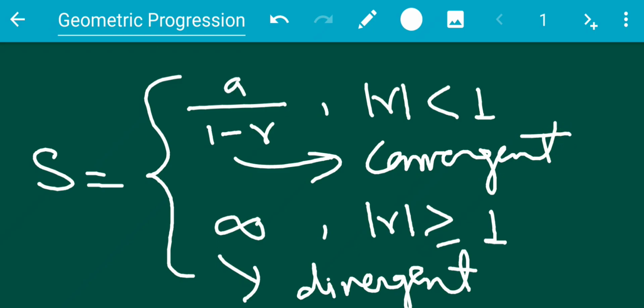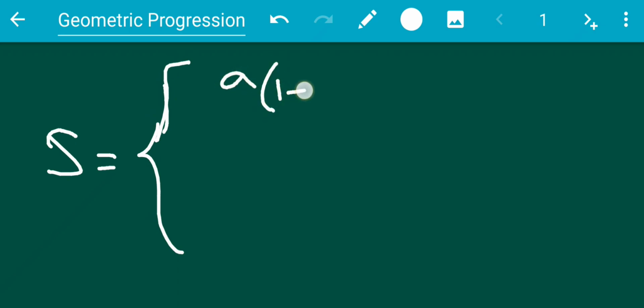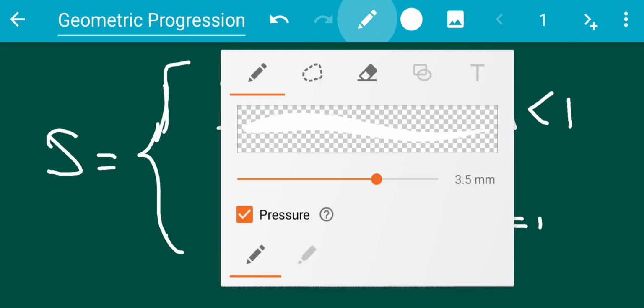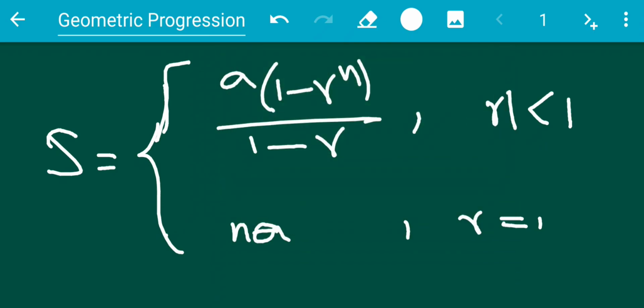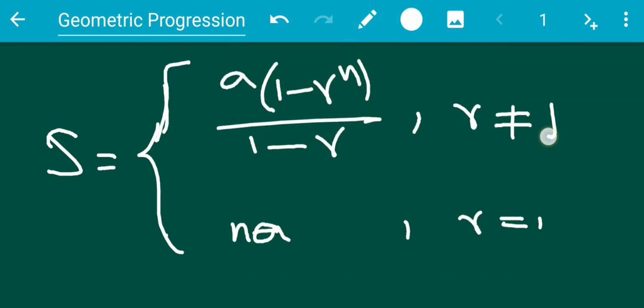So this is convergent. Okay, now for finite terms we can write in a similar form, that S is equal to a(1 minus r to the power n) divided by 1 minus r, and na when r is equal to 1. You don't need to write this part, it is not that important. Certainly r not equal to 1 is good enough.